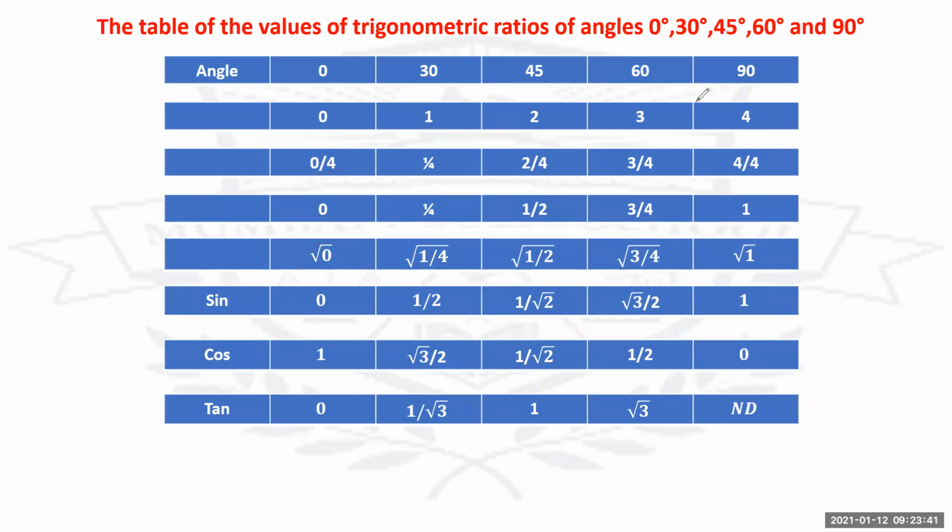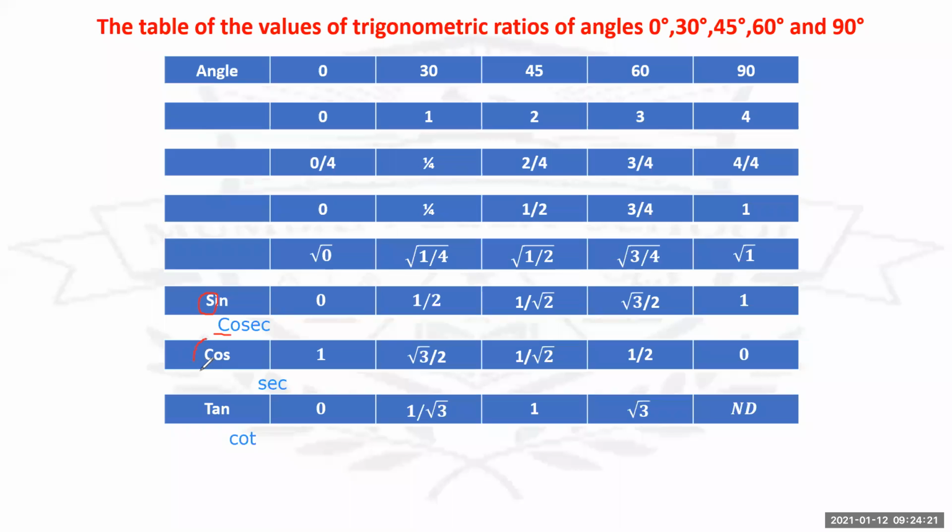Now, after getting all these values of sine, cos, and tan, you can easily get the values of cosec, sec, and cot. Understand? The inverse of sine is cosec, the inverse of cos is sec, and the inverse of tan is cot. So you easily get these values. Check how to remember the inverse of sine. Sine begins with S, so its inverse will begin with C, that is cosec.